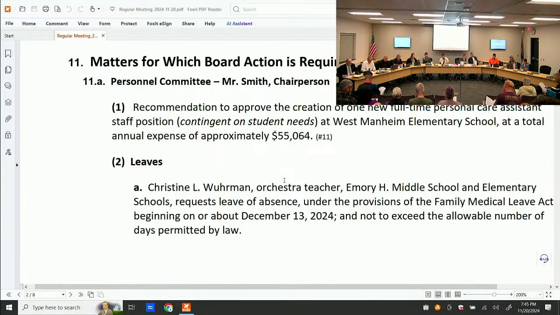Moving on to Ms. Bauer, Finance. Yes, thank you. I'd like to make a recommendation to approve items 11B 1 and 2. Second. Motion by Ms. Bauer, second by Mr. Smith. Any discussion? So item 1 is a recommendation to approve the October 2024 finance reports. And item 2 is a recommendation to approve the October 2024 payment of food services fund bills.